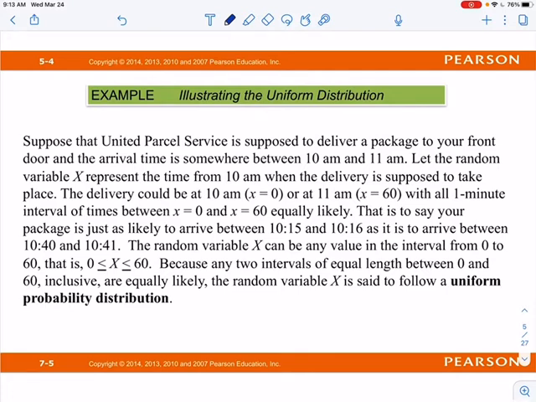Because any two intervals of equal length between 0 and 60 inclusive are equally likely, the random variable x is said to follow the uniform probability distribution. So all things are equally likely to occur.